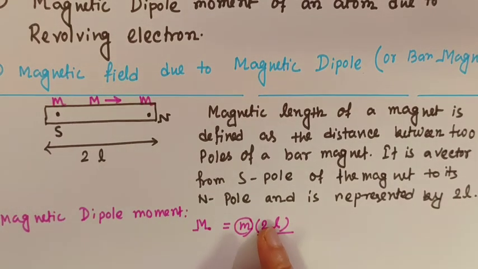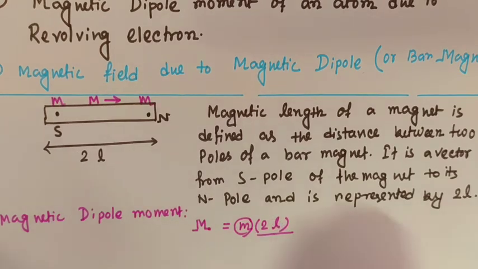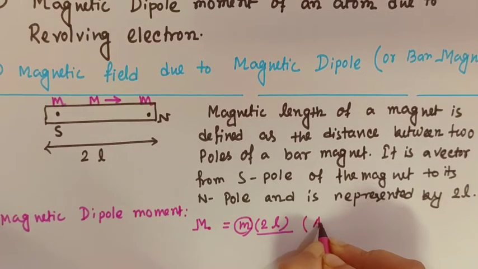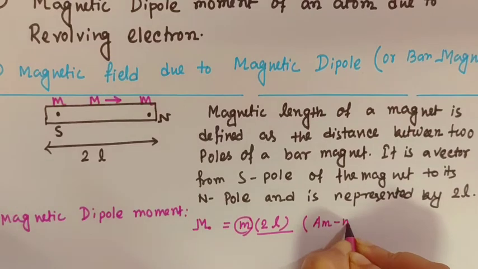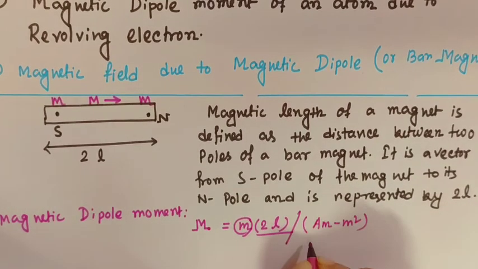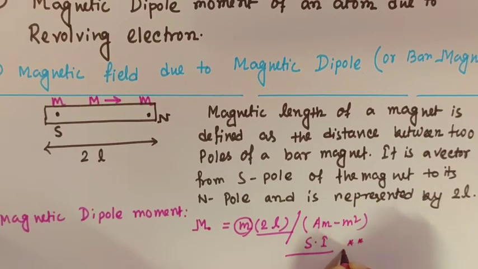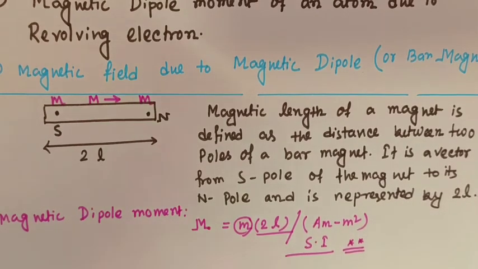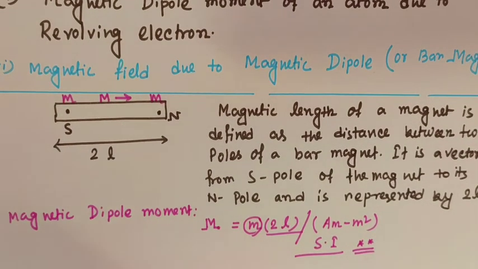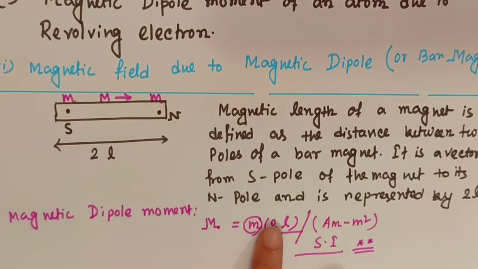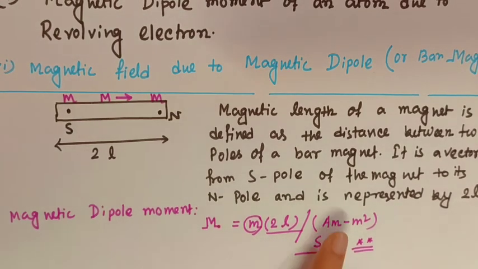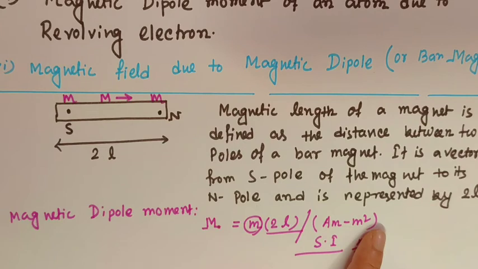The SI unit of M is ampere meter square, A m squared. This is the SI unit of magnetic dipole moment. This is important for a 1 mark question, like what is the SI unit for magnetic dipole moment, or what is the unit for magnetic dipole moment. So the SI unit of magnetic dipole moment is ampere meter square. Okay.